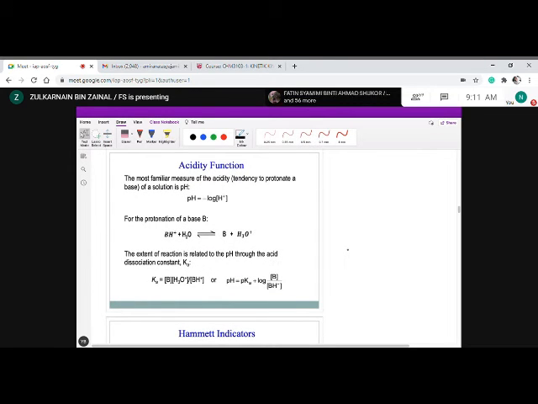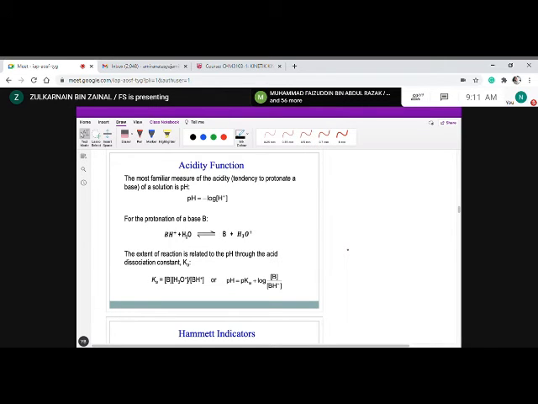Okay, acidity function. pH is the most popular indicator of acidity. If it is a strong acid, the pH will be low. If it is a strong base, pH will be high. If it is not so strong an acid, you know that the pH will be around 5, 4, and so on, right? So that will also depend on the concentration of H plus.